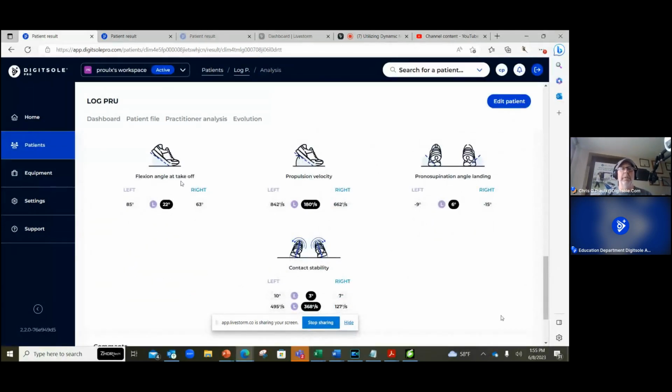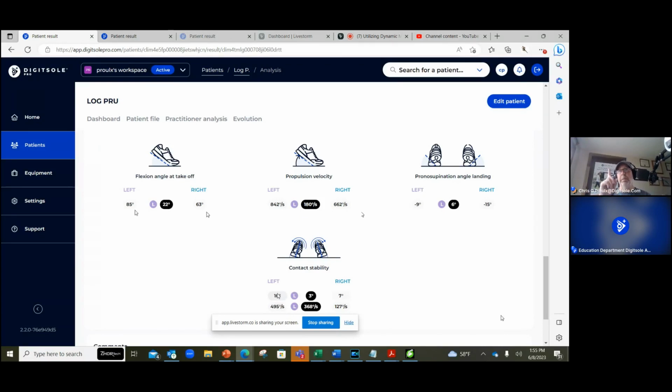So look at this, right? 85 degrees versus 63 degrees. As you saw with his single leg at over 70 degrees, he's just not capitalizing on that takeoff angle. Same thing in that propulsion velocity. His pronosupination angles at landing, I'm okay with both of those. They're not bad at all. Same thing here with his contact stability. Yeah, he's at 10 degrees.